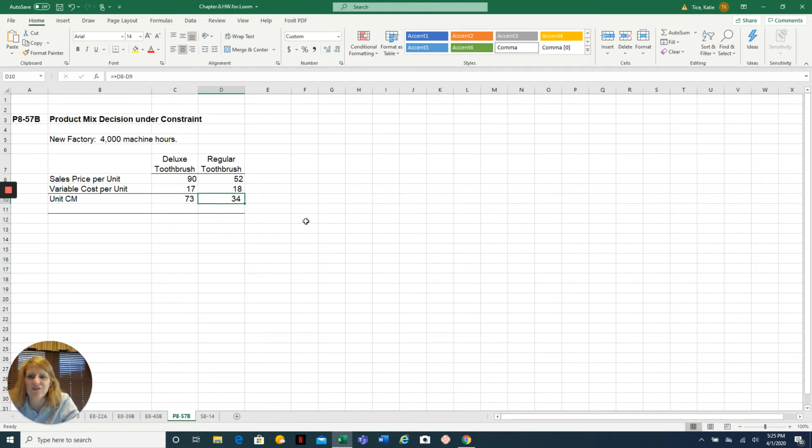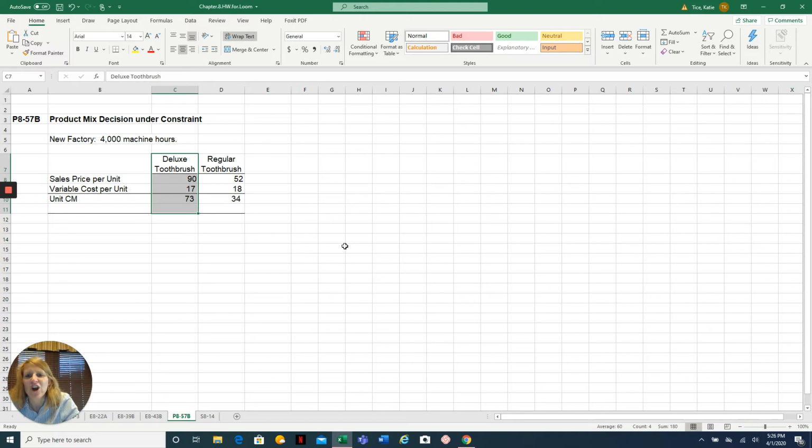And then for the regular toothbrush, that's insane too, $52 minus the 18. I mean, they're electric toothbrushes. Anyway, back to my point, the regular toothbrush has a unit contribution margin of $34. So here's the thing. All things being equal, we would want to focus on the deluxe toothbrushes because for every deluxe toothbrush we sell, we're getting a contribution margin of $73, which is higher than for the regular toothbrush.